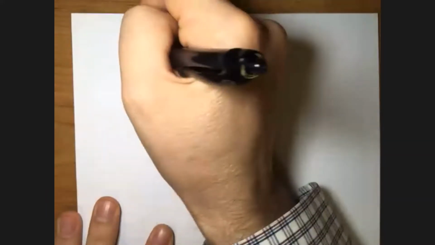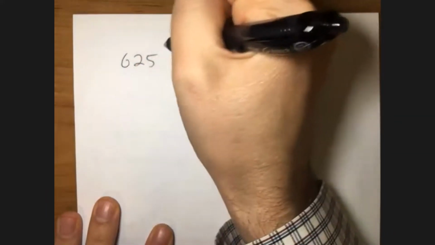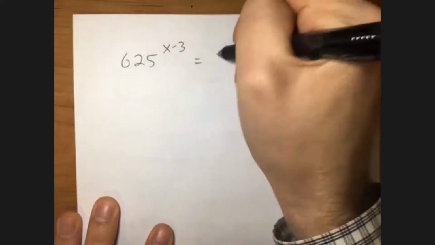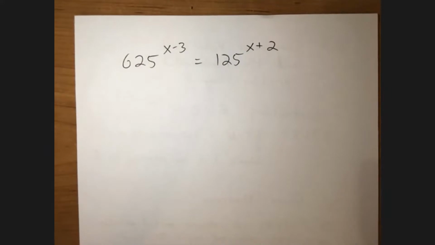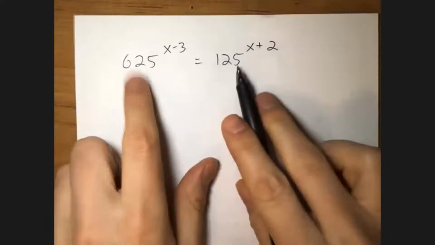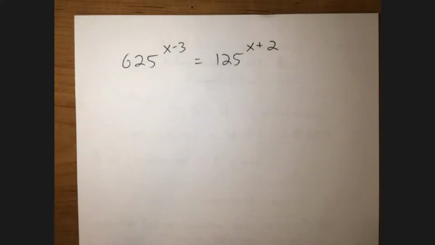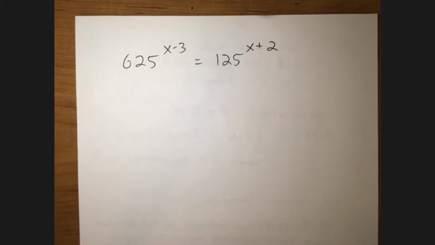I'm not finding it. It was something like, let me just go back from memory here. We had something like 625 to the x minus 3 equals 125 to the x plus 2, or something. And we had to solve this, right? And so how did we do that? We wrote these with the same base and used the one-to-one property of exponents. Well, we have another way to do this now, right?